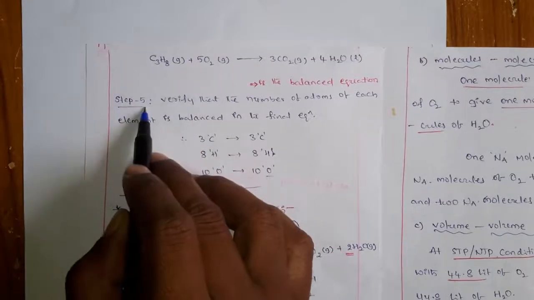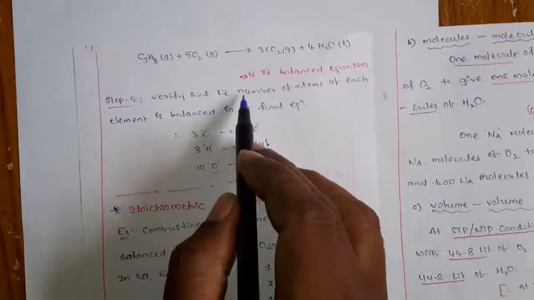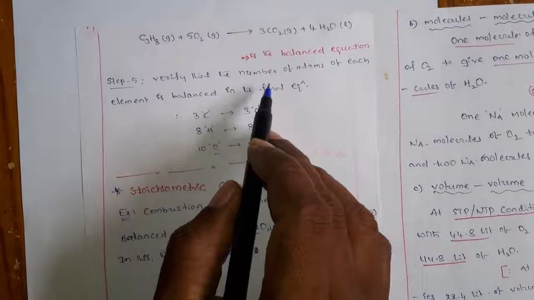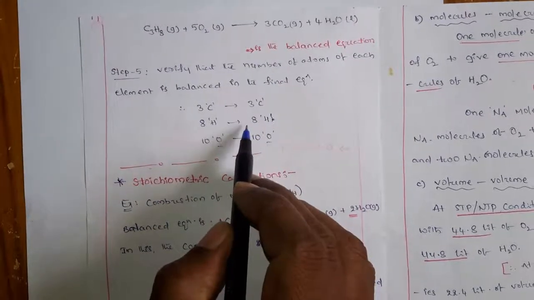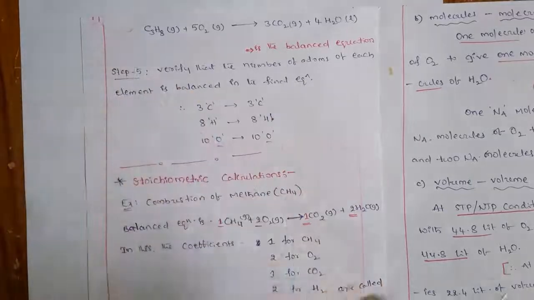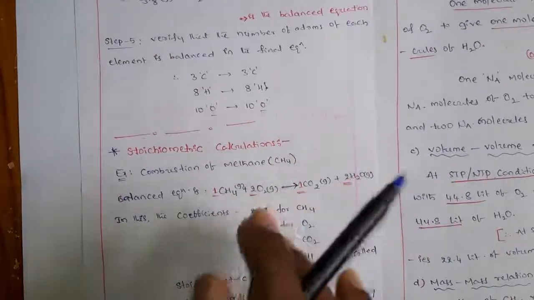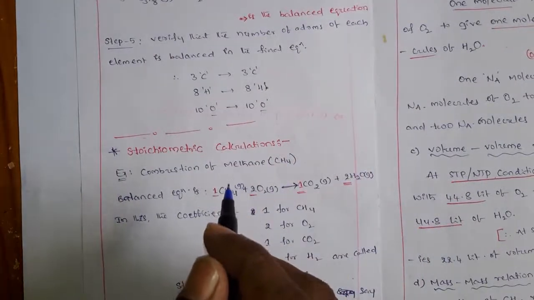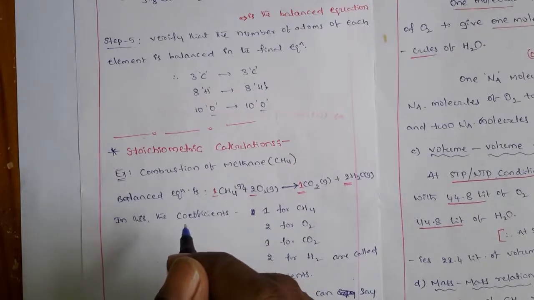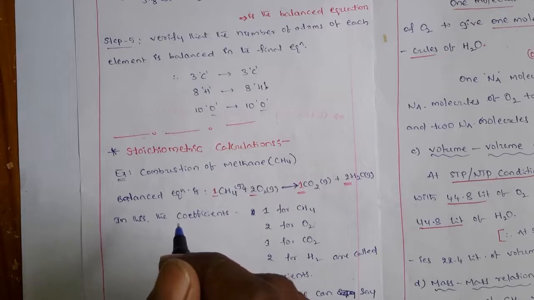In step 5 what you have to do is verify the number of atoms of each element in the balanced chemical equation. Already we have balanced that, so no problem, it is a balanced chemical reaction. So this is the way to balance a simple combustion reaction. But it is not applicable to the redox reaction. What is the redox reaction, we can see later.